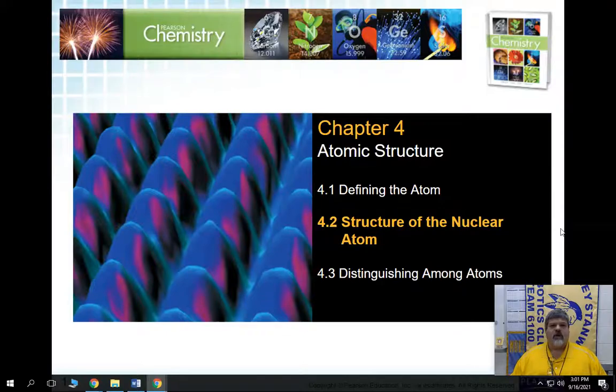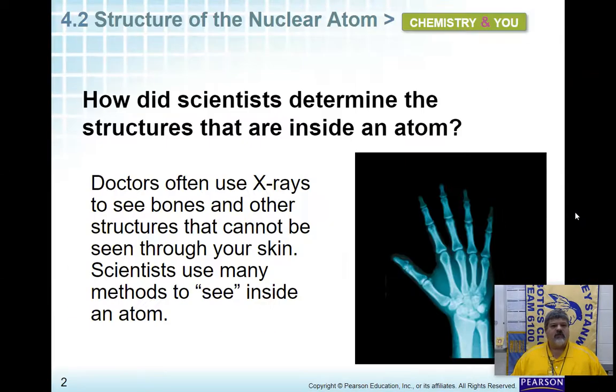Today we're going to go ahead and work on 4.2, the structure of a nuclear atom. As we go through this, you can go through the lecture slides all by yourself, or you can stick on here with me. The first question is: how do scientists determine structures that are inside an atom? How do we know what's inside the atom?